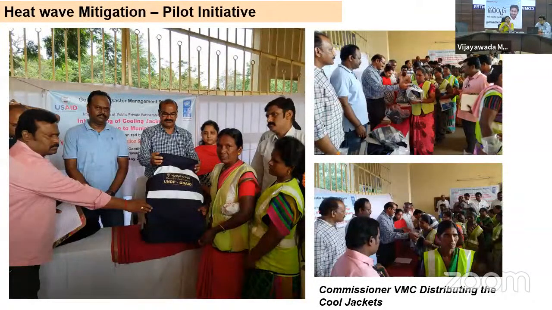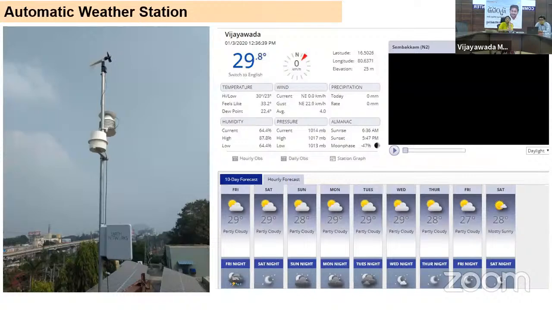These are a few photographs of the workers, because they used to work in very scorching sun in summer. As part of this DMP program, we have developed thermal jackets, called cool jackets. We have distributed them through our commissioner to all our workers who are engaged in sweeping and all that, so that they can control sunstrokes. This is the automatic weather station, which gives us the met data.